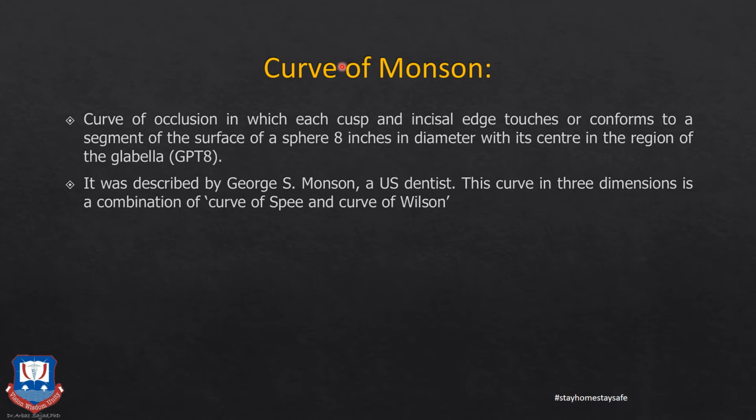Next, coming to the curve of Monson. The curve of Monson is also a mediolateral curve. This is a curve of occlusion in which each cusp and incisal edge conforms to a segment of a sphere 8 inches in diameter with its center at the glabella. This was described by George Monson. This curve is three-dimensional and is a combination of the curve of Spee and the curve of Wilson. So all these curves conform to a sphere which is 8 inches in diameter with the center at the glabella.